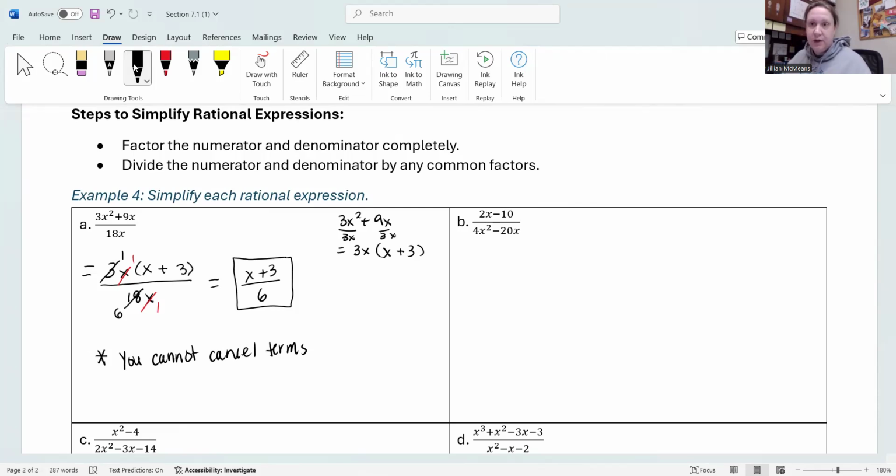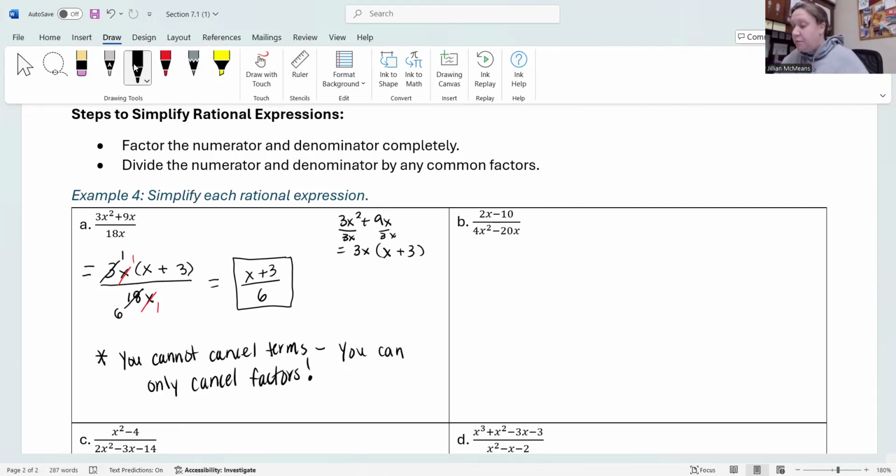We can only cancel factors. You cannot cancel terms. You can only cancel factors. And this is a big deal. You need to really make sure that you understand the difference between terms and the difference between factors, basically.